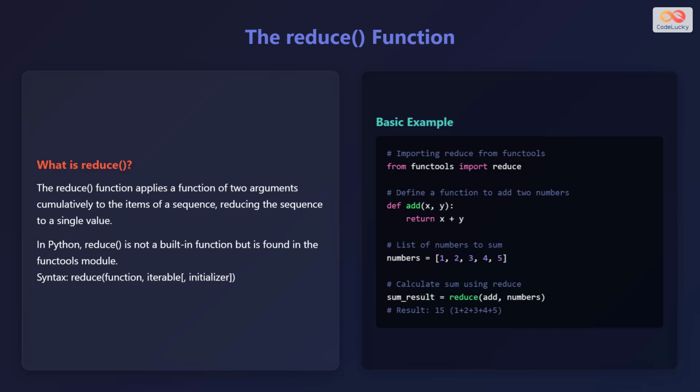Here is a basic example. We first import reduce from the functools module. We define a function called add, which takes two numbers and returns their sum. We have a list of numbers to sum. We use reduce with the add function and the numbers list. The result is the sum of all the numbers in the list.